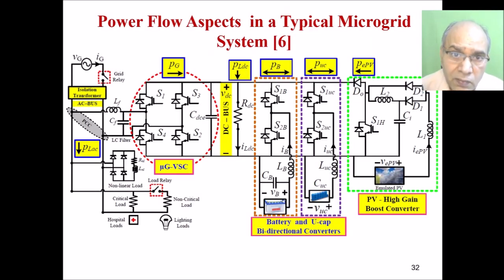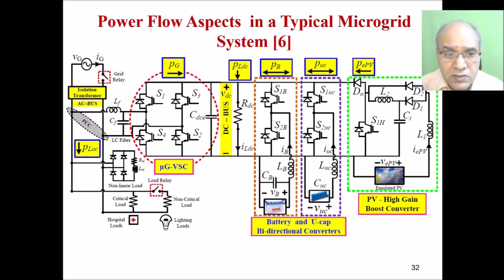Now coming to the power flow in a microgrid system, how this takes place. This is shown here. This is the DC bus, this is the microgrid voltage source converter, and this is the AC bus. So the grid is this side. BG is the grid, and there is a relay. In case of a fault on the grid side, the relay can be turned off, and hence the microgrid is isolated, and it can work in the standalone mode to supply the load.